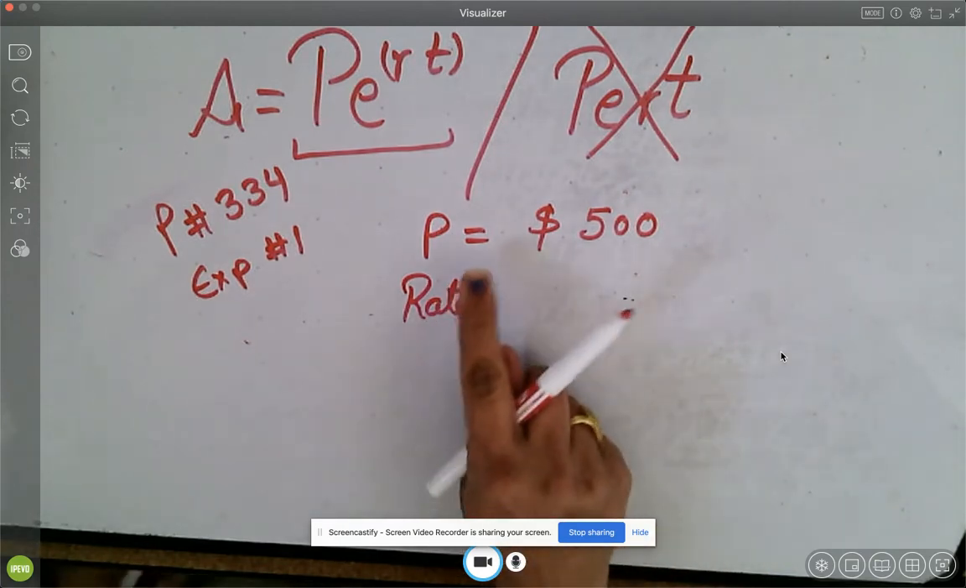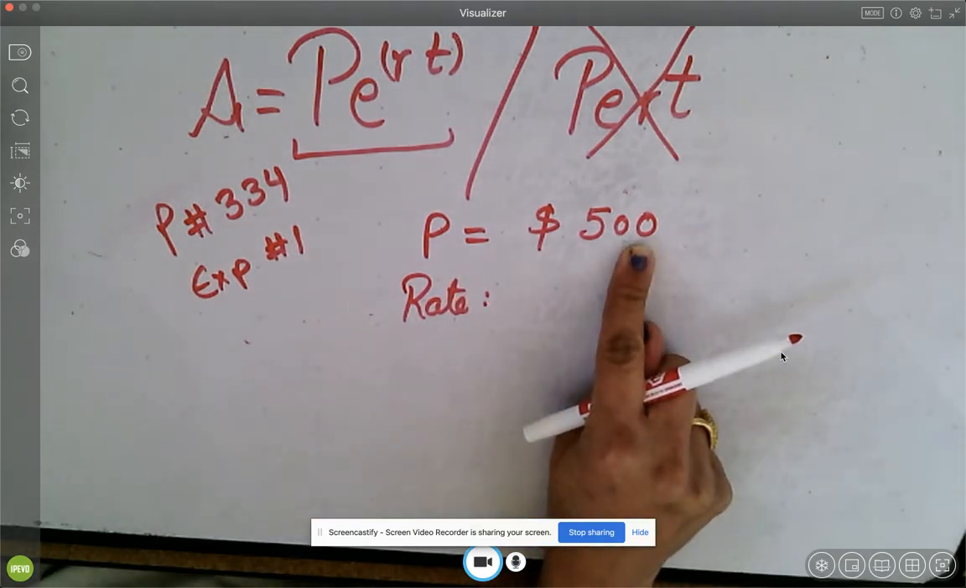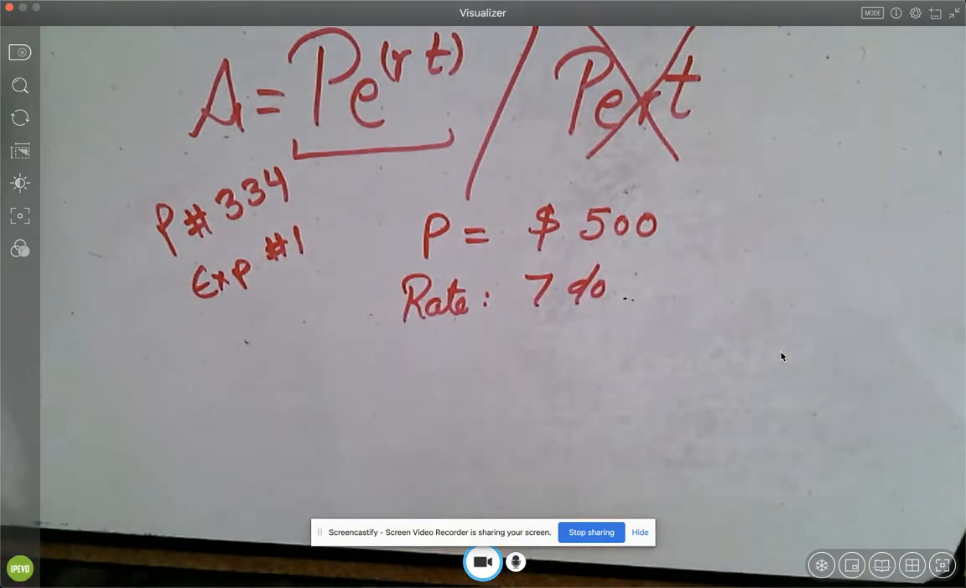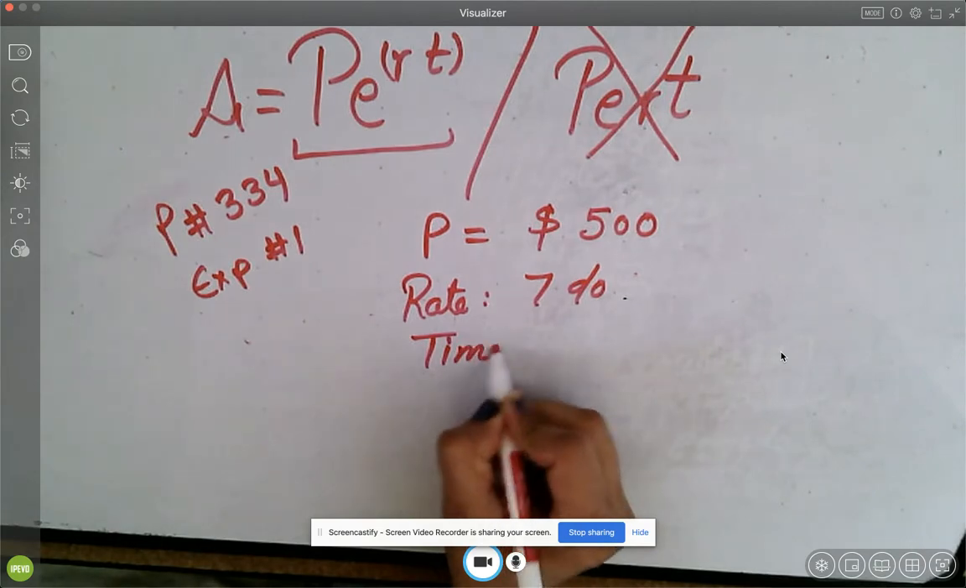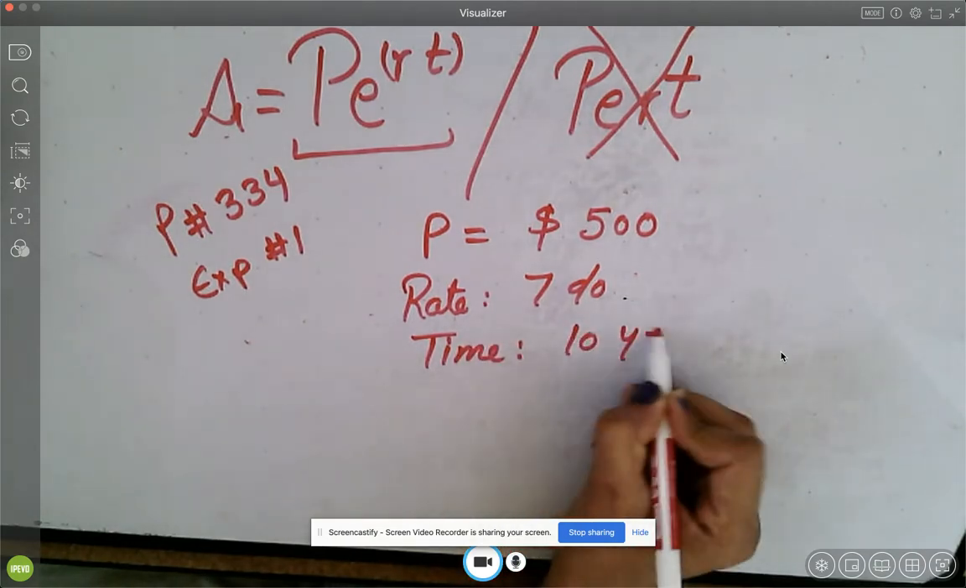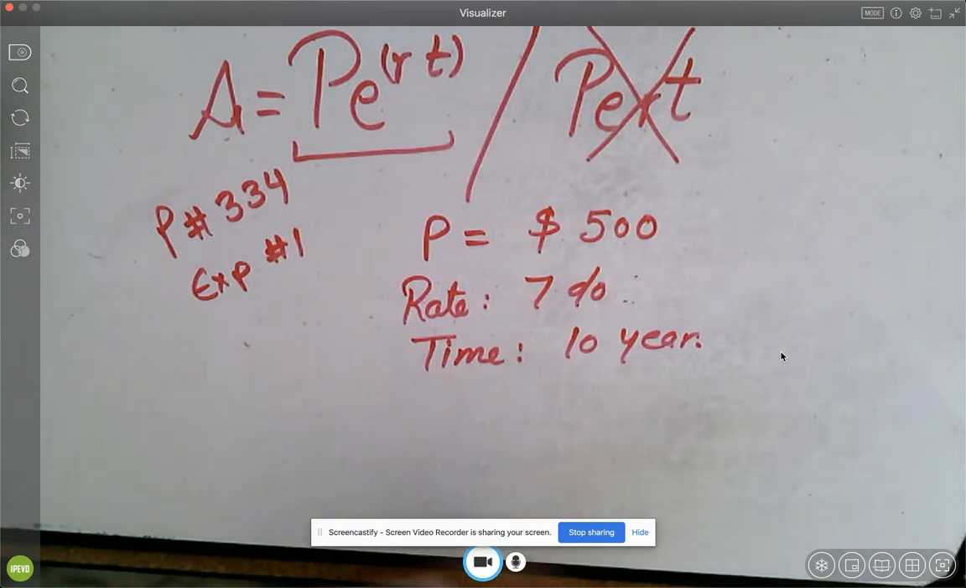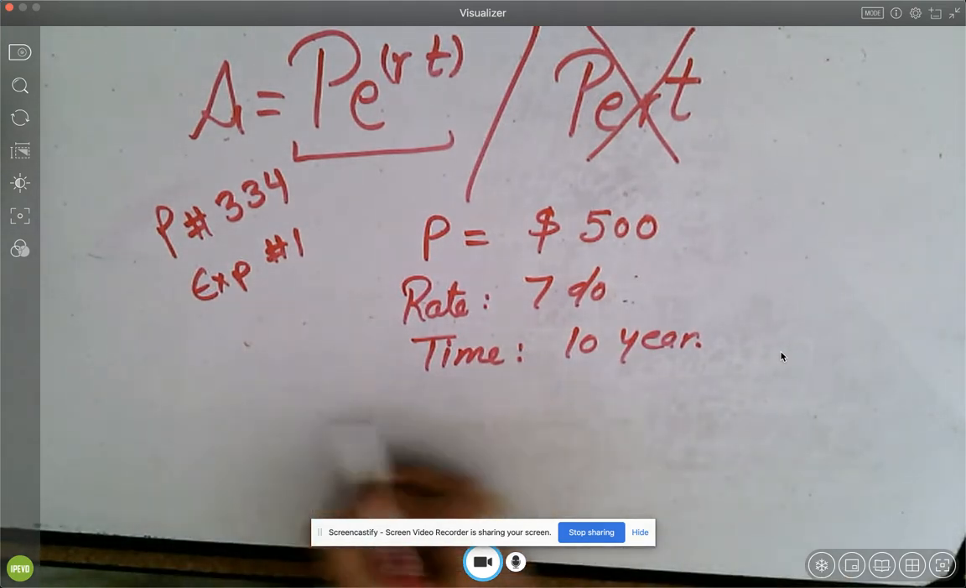So I have principal balance of $500. Then I have 7% interest rate. And we want to know how much she'll get after 10 years. So the time period she invested for is 10 years. Since it's compounding annually, it means the k would be 1 this time. So it would be A. This is what she's going to get.